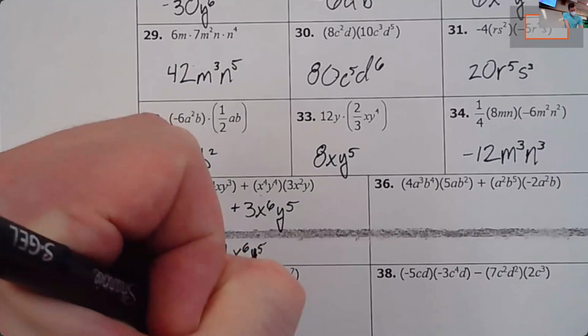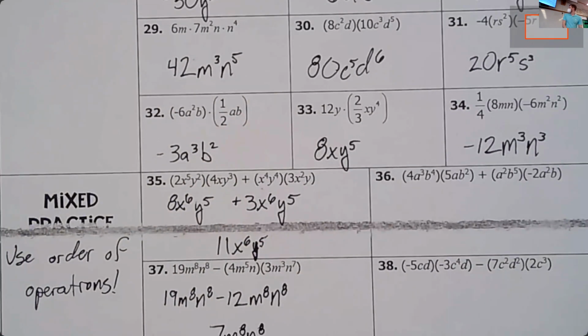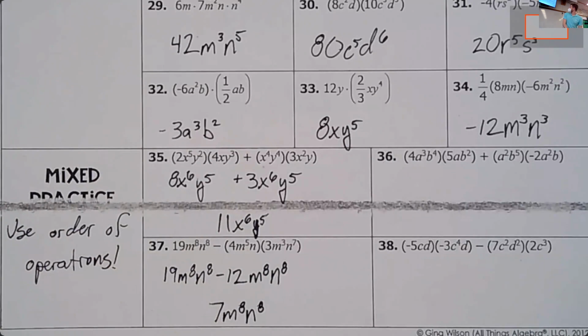M to the 8th, n to the 8th. And that's our answer right there for number 37.